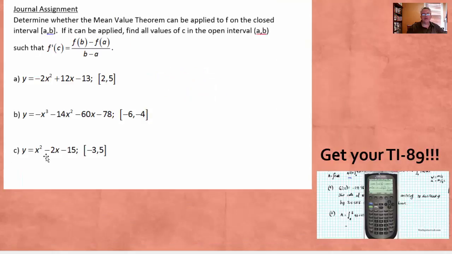All right, time for your journal assignment. In each case, you're going to find the slope between the endpoints, and then you're going to find where the derivative equals that slope. And it's okay to use your TI-89 to help you do this. All right, good luck.